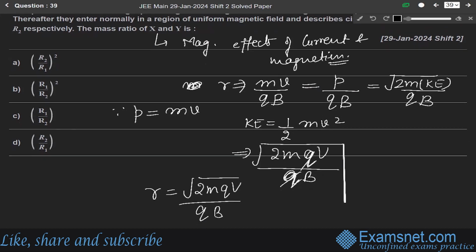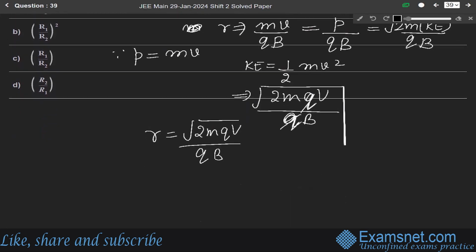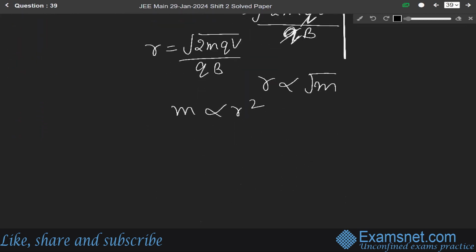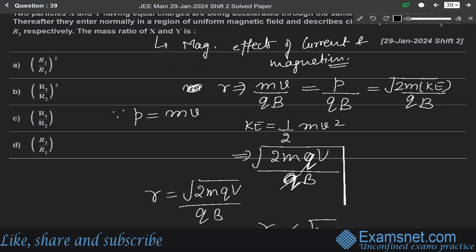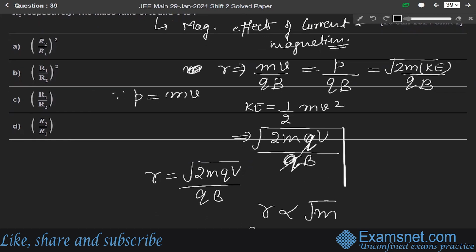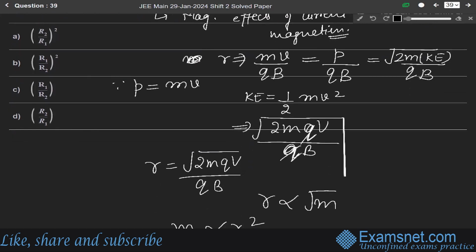So everything is constant except mass. So this R is directly proportional to under root of mass. So m will be directly proportional to R square. It means the ratio of masses m1 over m2 is equal to R1 square over R2 square. So the correct answer is m1 over m2 equals R1 over R2 whole square. So the correct option is option B.